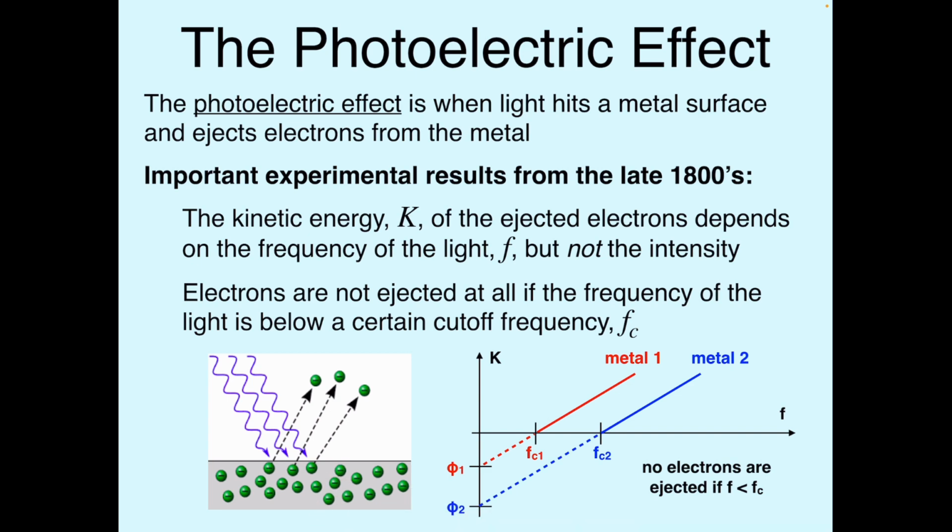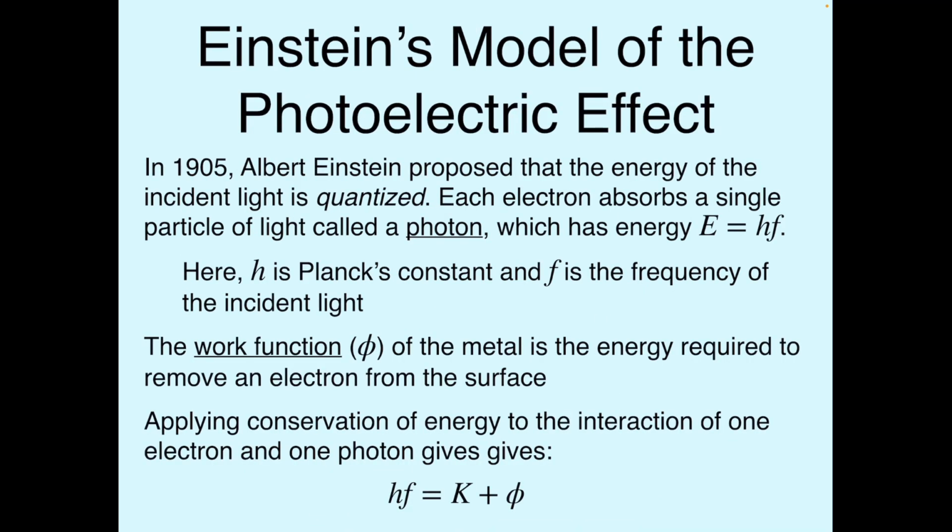So let's talk about now Einstein's model of the photoelectric effect. So again, the photoelectric effect is an example of something that classical physics is really not equipped to explain, okay?